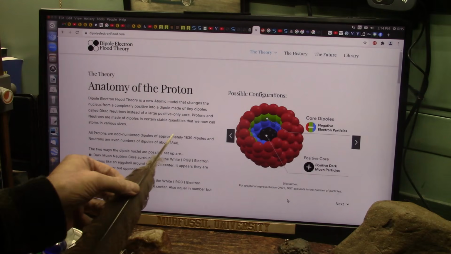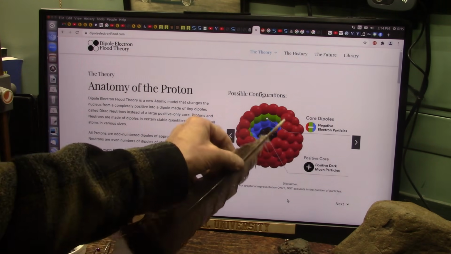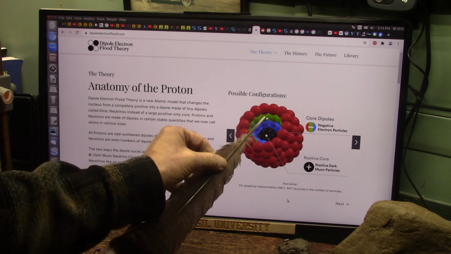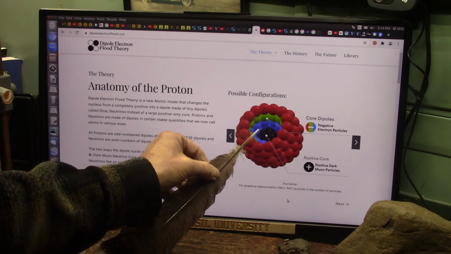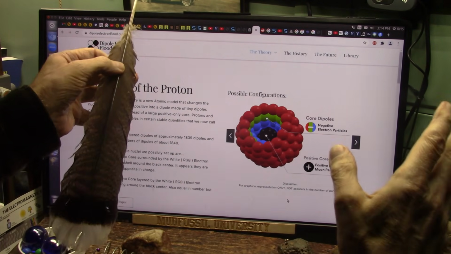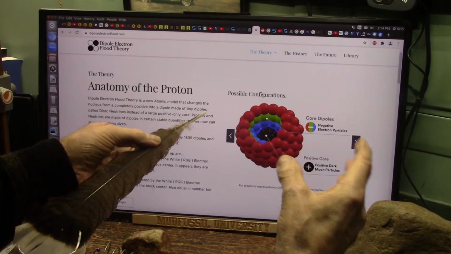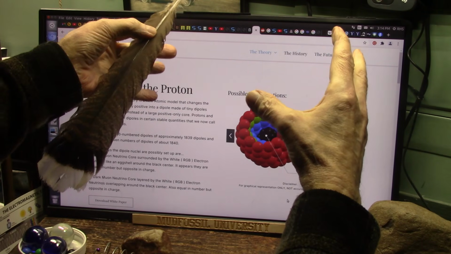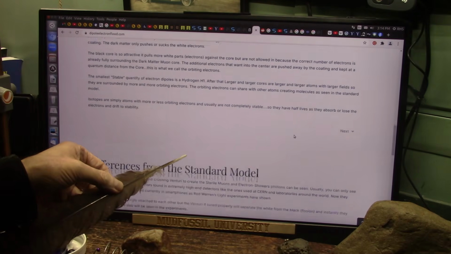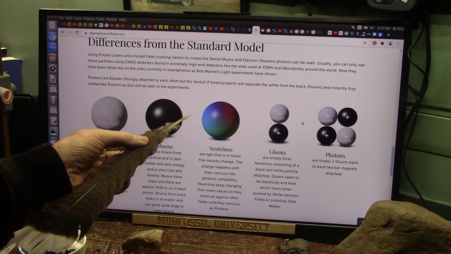Now, I'm saying that 1,839 dipoles make up one proton, right, which would be a hydrogen. All right, there's different states of hydrogen, and that's why there's all different numbers of electrons that are on there. Plus you get static, which is buildup of extra electrons, which are dipoles, and there's all kinds of things going on that they don't take into account. That's why we got to get into the new dipole electron flood theory.